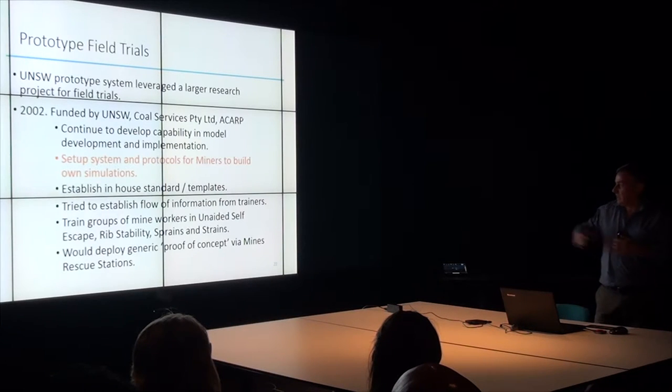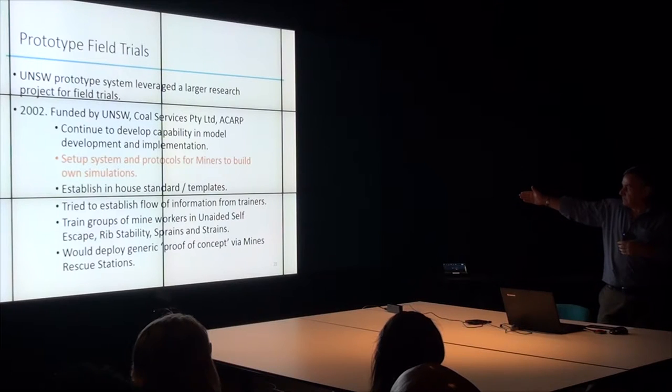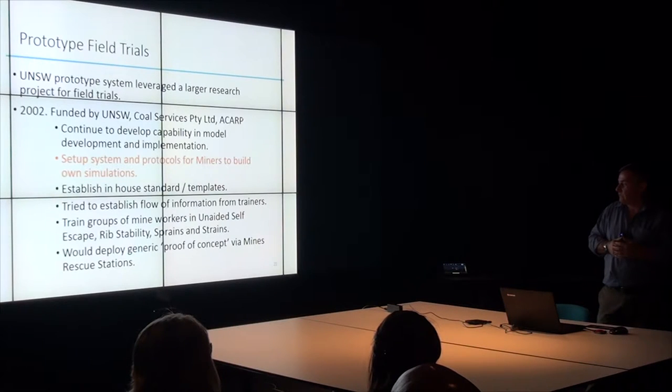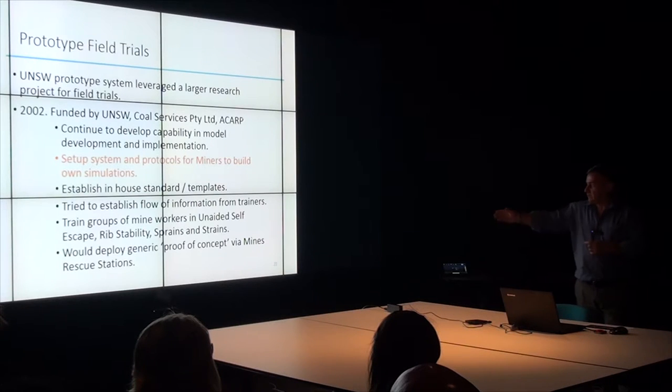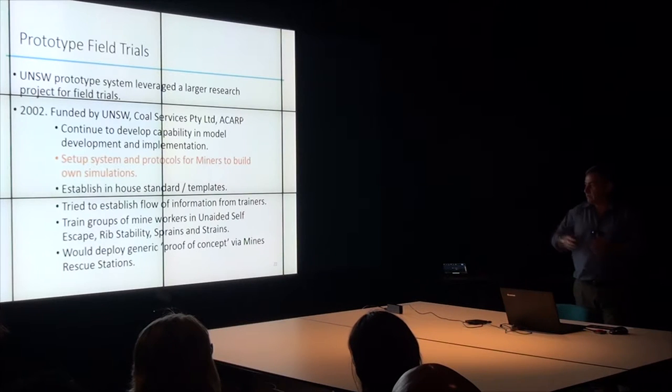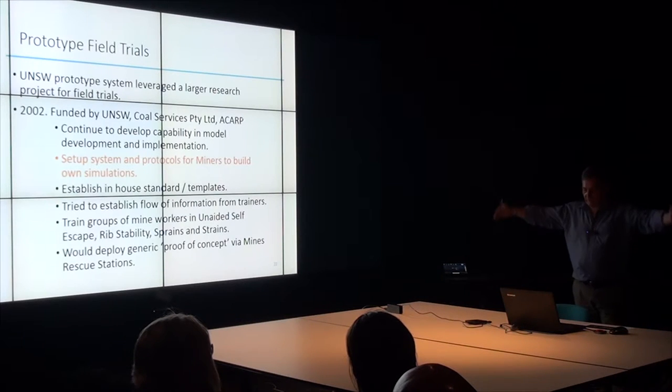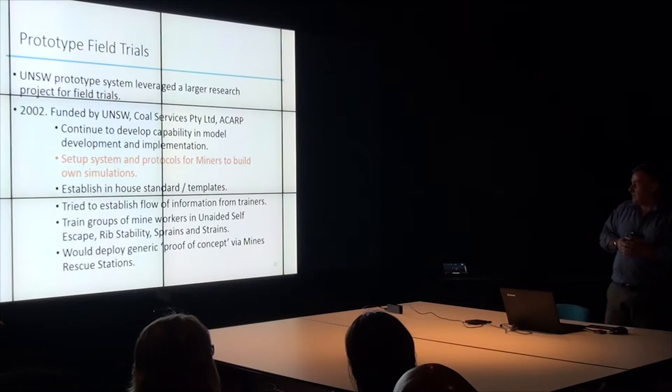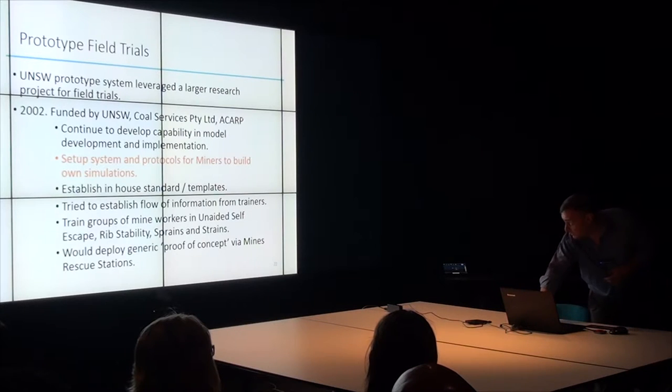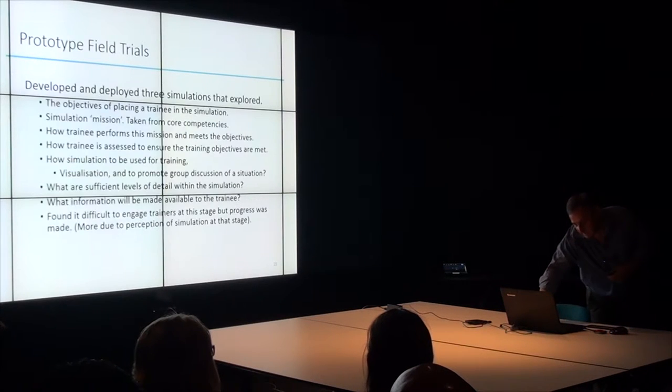We established templates, tried to establish a flow of information from trainers, but some were better at passing information over than others. And we decided to develop some proof of concept simulations, such as unaided self-escape. So if there's a fire underground, we need to exit safely. Rib stability, which is a problem where the walls in the mine can sometimes be loose and can fall on people, and sprains and strains. So we deployed a generic proof of concept system at the mines rescue stations.